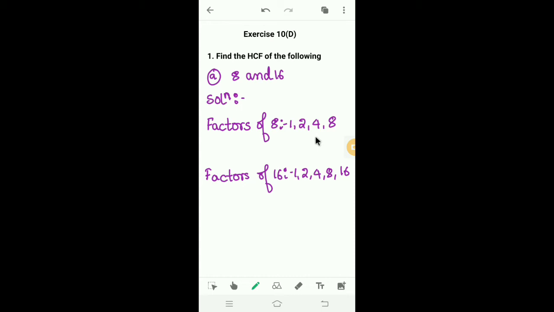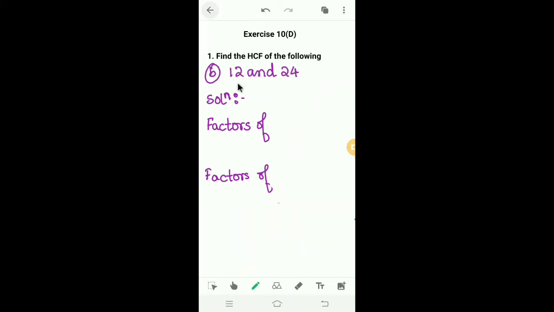Next we have to compare and circle the common factors of 8 and 16. So here 1 is common, 2 is common, 4 also common and 8 also common. Here the last common factor is 8. So the HCF of 8 and 16 is 8.